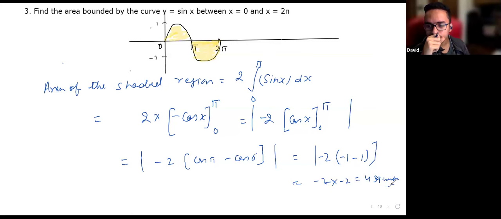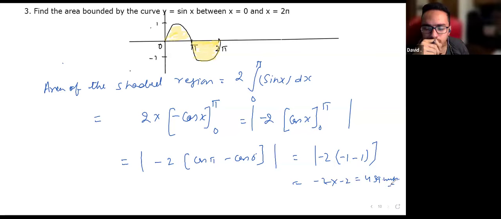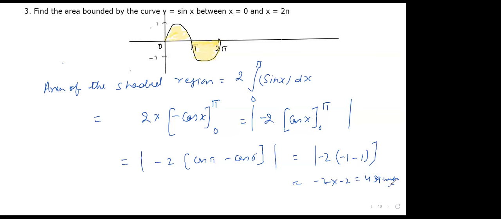Okay, sir. Cos pi is negative 1. The value of cos pi is negative 1. These are the small things that you must remember, the values of sine, cosine, tangent. Okay? Yes, sir.